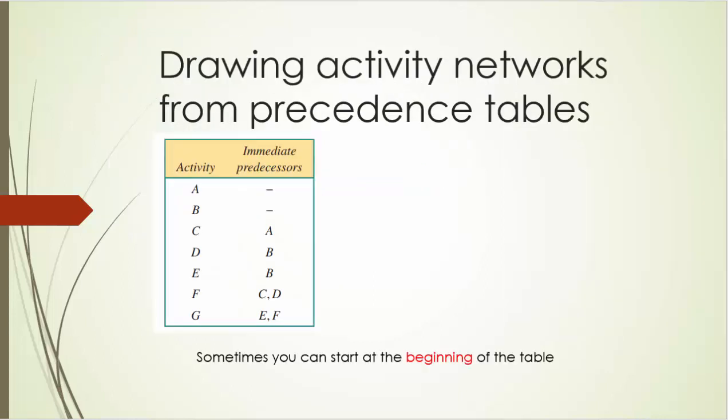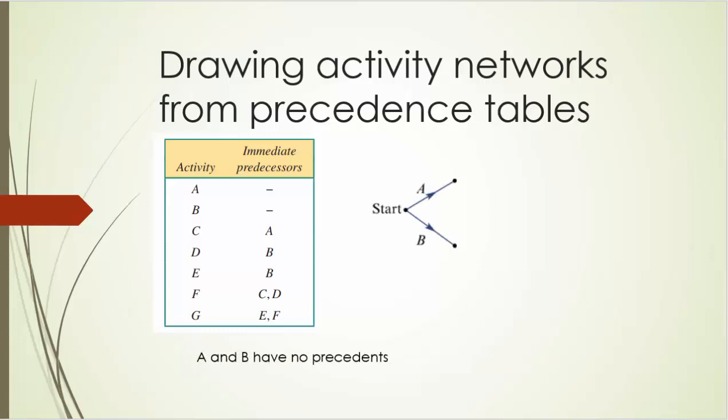The other way around, drawing an activity network from precedence tables. Now this is slightly more problematic, and there are 2 ways that you can approach the problem, or a combination of the 2. Sometimes you start at the beginning of the table, up here, and sometimes you will start at the end of the table down here and work backwards. We're going to start at the beginning for this first one.